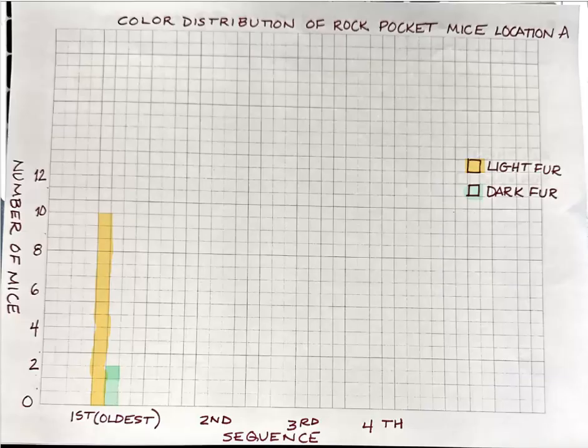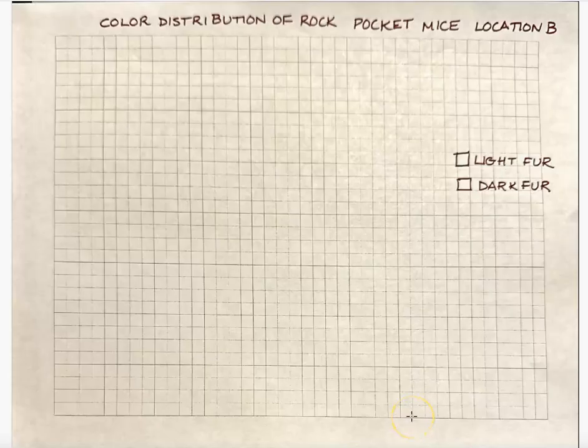Then I'm going to talk to you about the second graph. So here's your second graph. Notice that the name of the graph is the same except for the last letter: color distribution of rock pocket mice, location B. Notice I have a light fur key box and a dark fur key box. You are going to fill in your y-axis title and your 0 through 12 axes labels just like you did on your first graph.